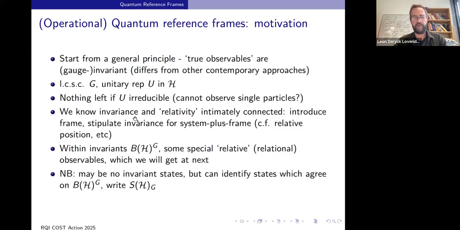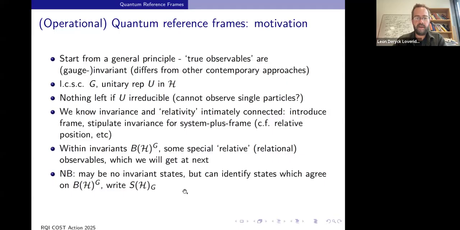So the point of view here is that we're going to introduce, of course, other systems, both to implement the invariance principle and then to say these other systems are going to function as reference frames in some sense. So I'll write B(H)^G as the space of all invariants. That's just standard notation. Inside here, there are some special ones, and I'm going to get at those next.